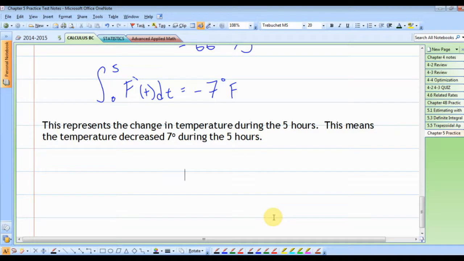All right, 16. Consider the velocity equation v equals t squared cosine t squared sine 2t, where s0 is 0.5. Use a graphing utility to calculate the following.